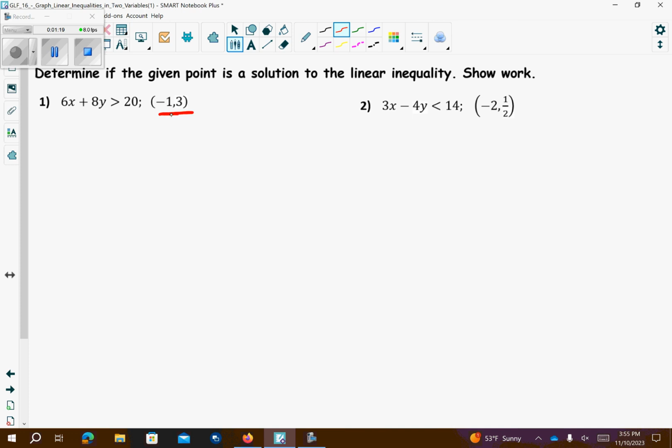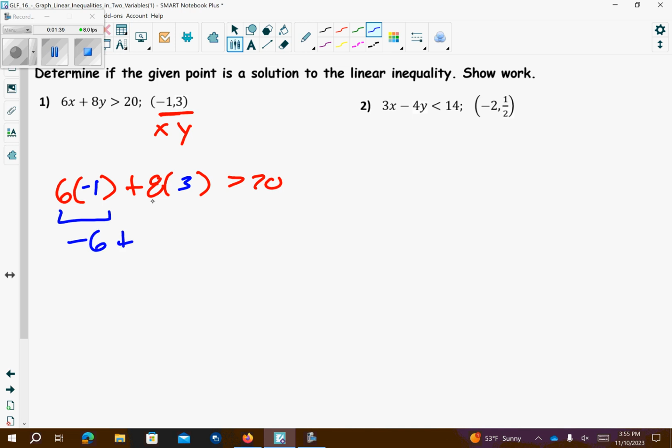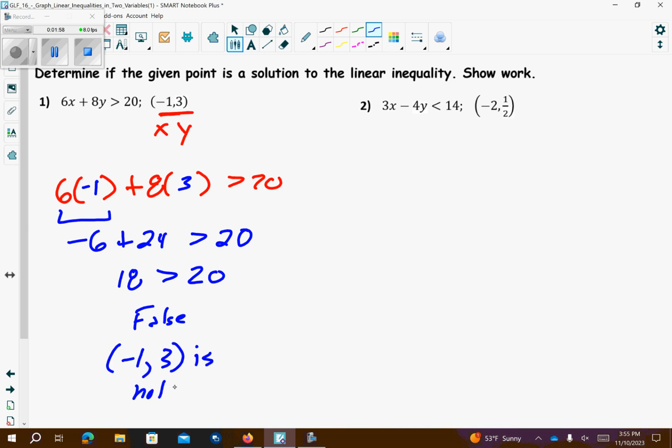So we want to know, is this point one of the solutions? I know I have an x and a y value, so I'm going to plug those in. There was an x right there, and a y right here. We're going to plug in -1 here, and 3 here. Let's do the math. 6 times -1 is -6, plus 8 times 3 is 24, and we want to know if that's going to be greater than 20. -6 plus 24 is 18. Is 18 greater than 20? No, this is false. So the point (-1, 3) is not a solution.